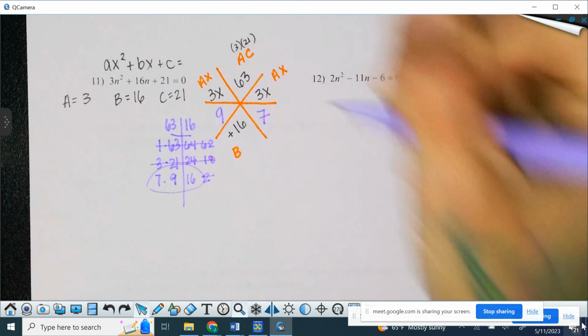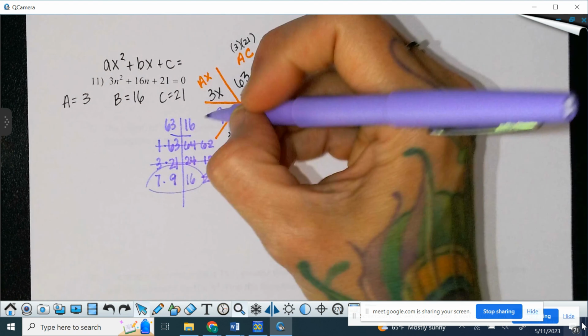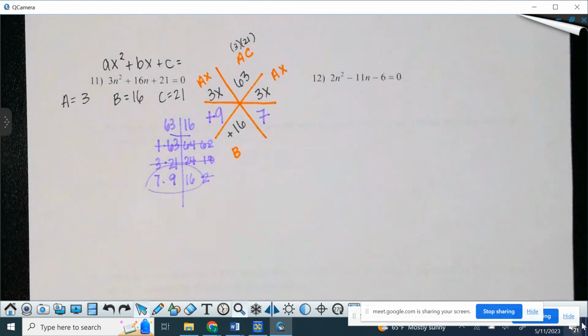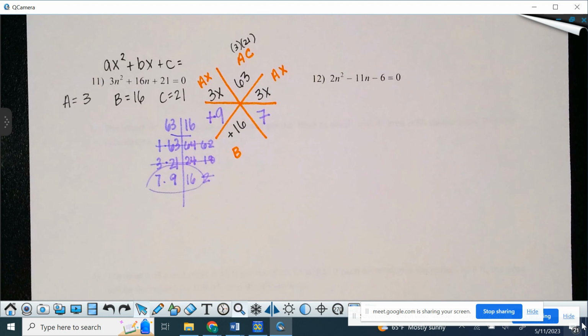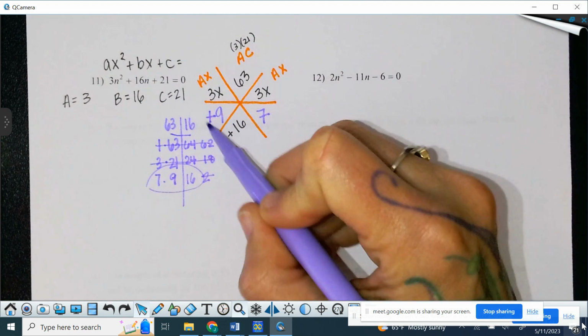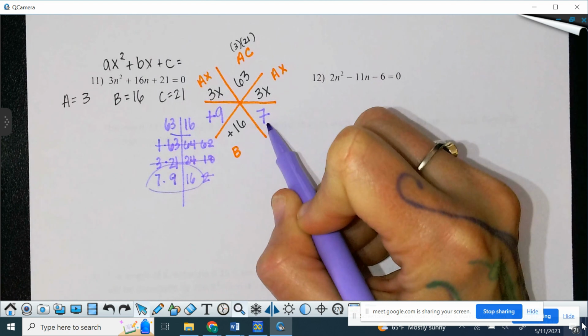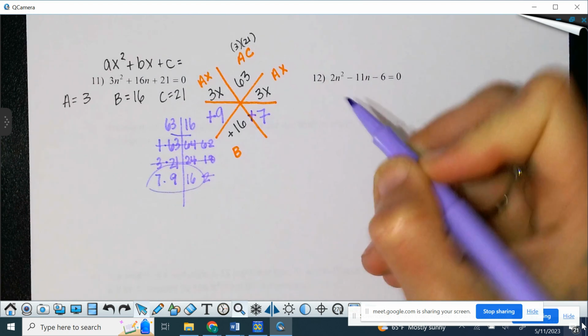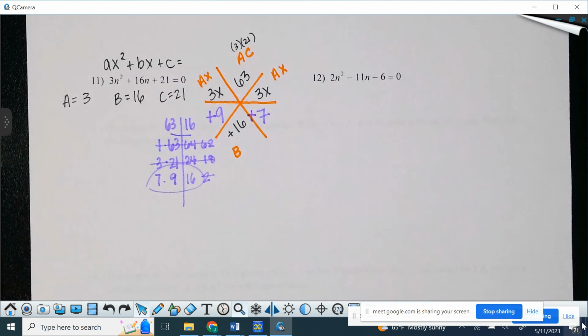B is positive, so we know our 9 has to be positive. If I have a positive 9 and I'm trying to get to a positive 16, what am I going to do to that 7? If I have 9 and I take 7 away, that means I'm going to have 2. So if I add it, that's how I get to that 16, because we want 16, right?